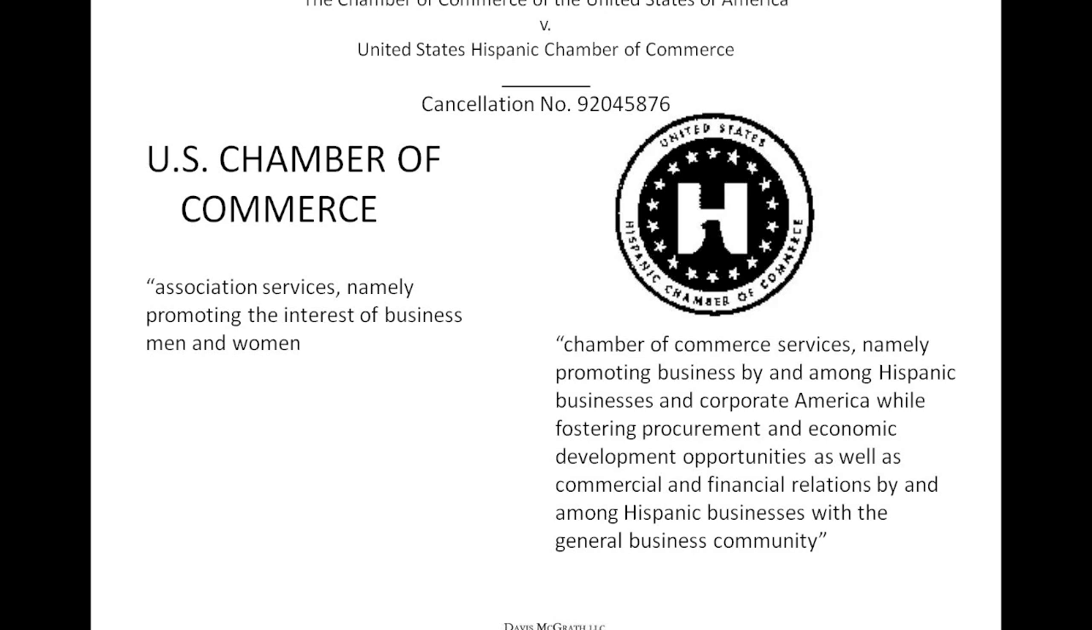The opinion goes on for 107 pages, which is unusual. Most board decisions are done in 12 to 15 pages, so this one goes on for 107. So that should tell you that there's a lot going on here, and there's a lot of evidence.